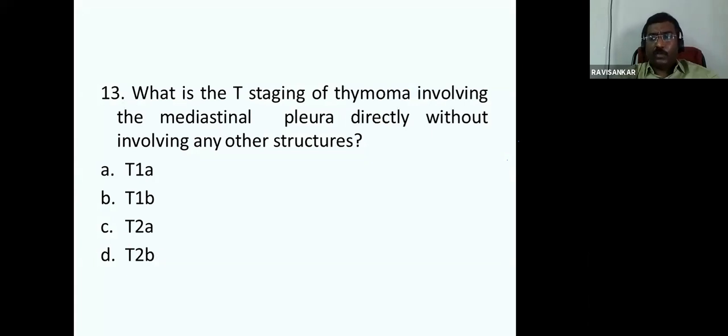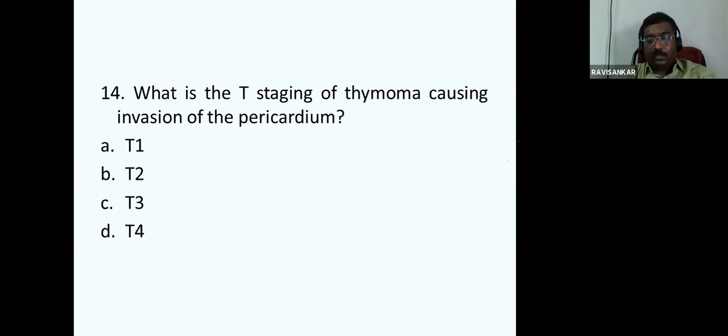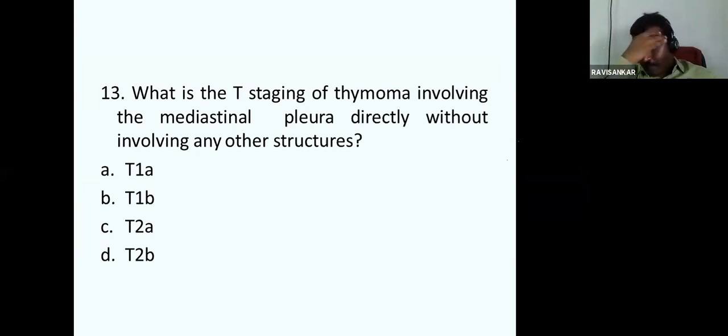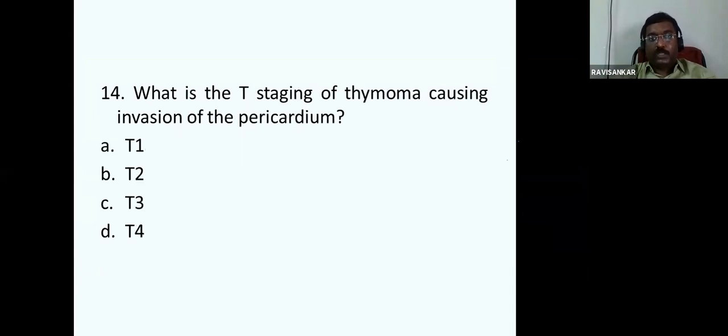Now, for completion's sake, I will do the TNM staging, but it is not commonly used. What is the T staging of a thymoma involving the mediastinal pleura directly without involving any other structures? What is the T staging of a thymoma causing invasion of the pericardium?